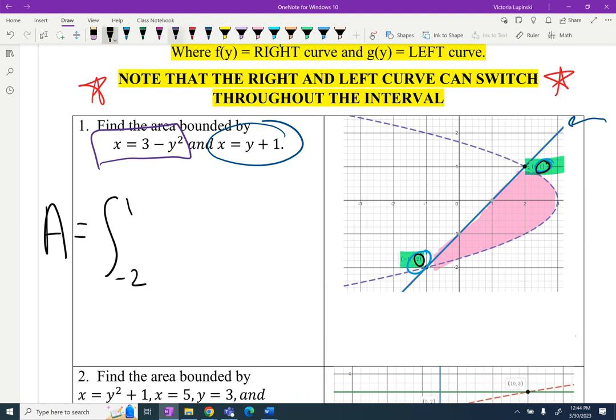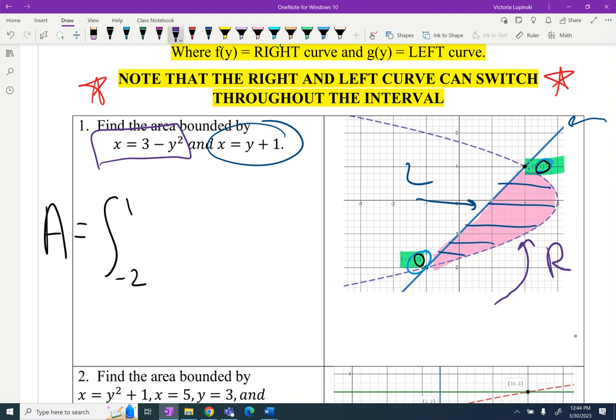Then you have to do the right curve minus the left curve. For the entirety of the problem, the right curve is the purple one, and the blue curve is the left one. I like to label them R for right, L for left. How do I know for sure that's the right curve and the left curve? If you draw horizontal lines, wherever you start is the right, wherever you end is the left.